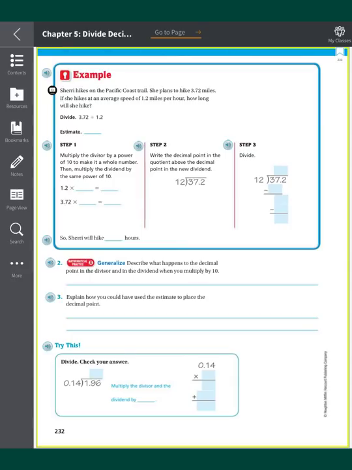Sherry hikes on a Pacific Ocean trail. She plans to hike 3.72 miles. If she hikes at an average speed of 1.2 miles an hour, how long will she hike? We're not going to estimate, but you do want to multiply the divisor by a power of 10 to make it a whole number. We always want to make sure that this number is a whole number.